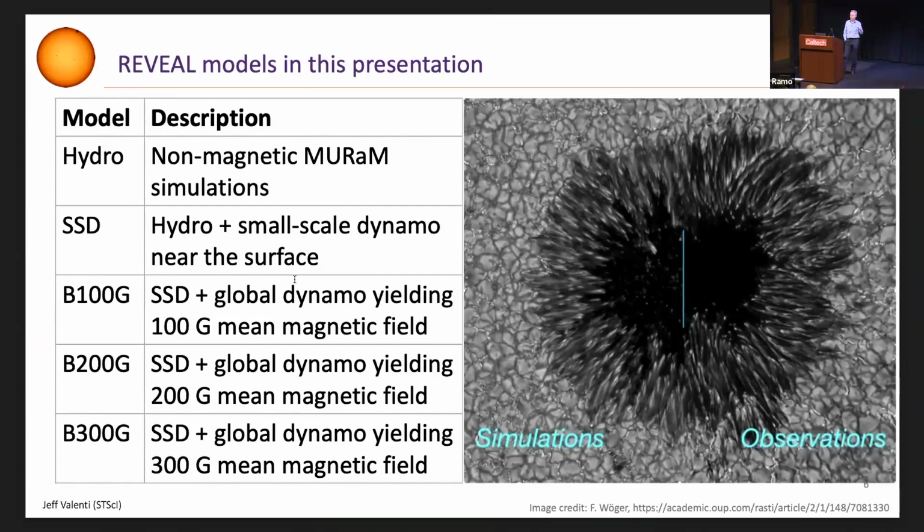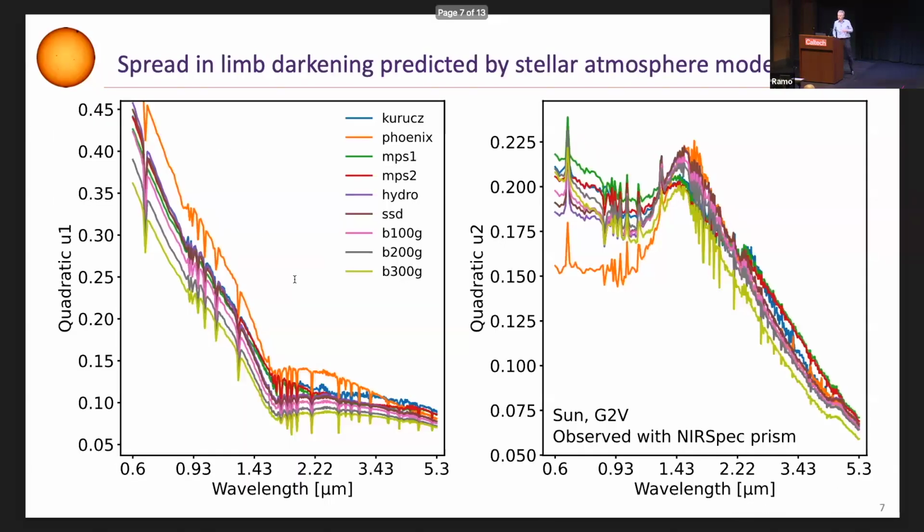There's a hydro simulation, which doesn't have magnetic fields. There's an SSD model that you'll see, which is small-scale dynamo, just being formed near the surface of the star. And then there's 3 different field strengths, mimicking a global dynamo. The field is put in at the beginning of the simulation vertically, and then it's run, and it gets all mixed up and complicated. And then on the right, you see for the sun, the simulations actually look a lot like the sun, so that's good.